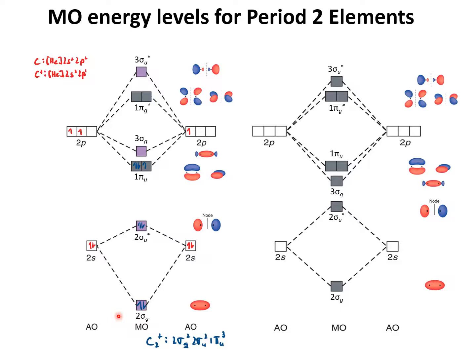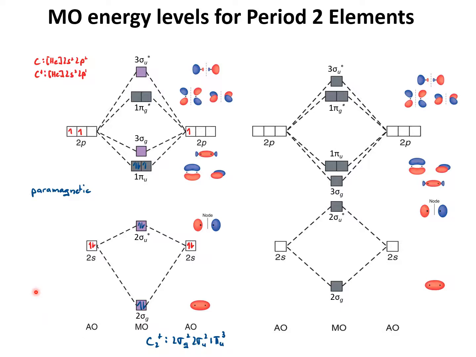of C2+ as 2σg2, 2 electrons in the 2σg bonding MO, 2σu2, 2 electrons in the 2σu antibonding molecular orbital, and 1πu3, 3 electrons in the 1πu bonding molecular orbital. And so from the MO diagram, we can clearly see that C2+ is paramagnetic, since we have 1 unpaired electron, as shown here.